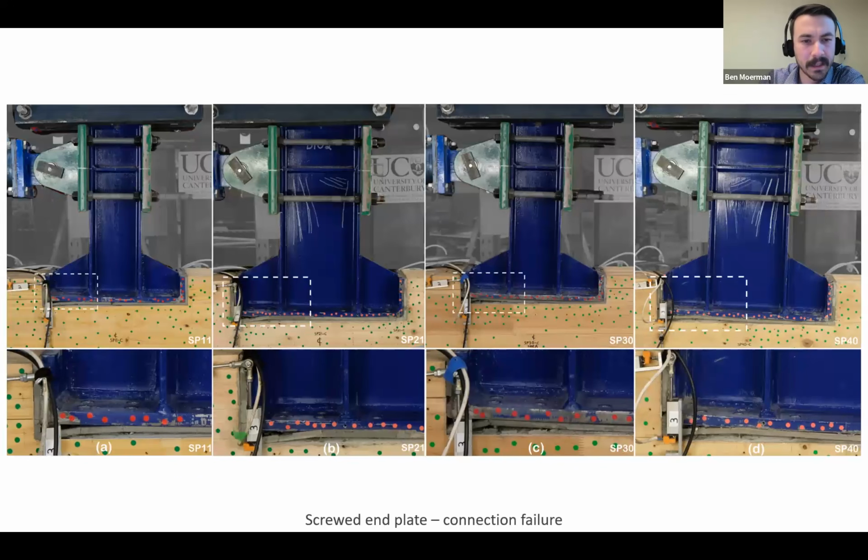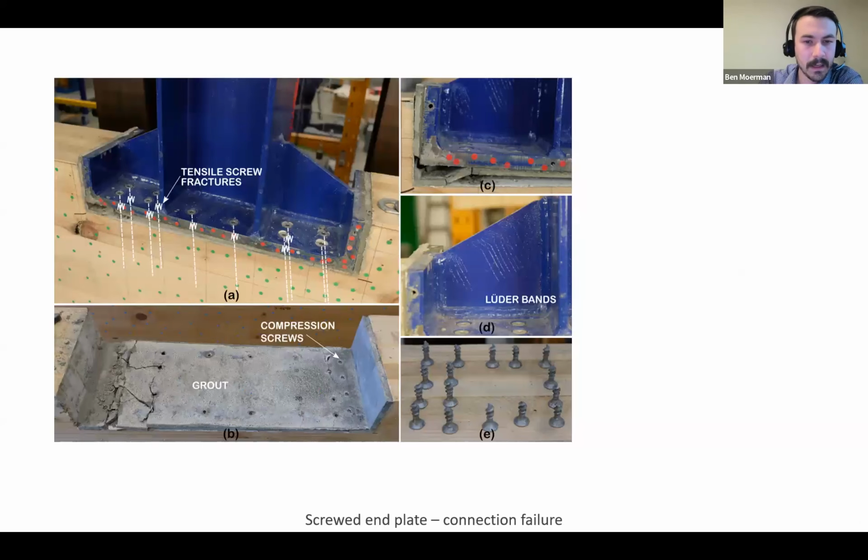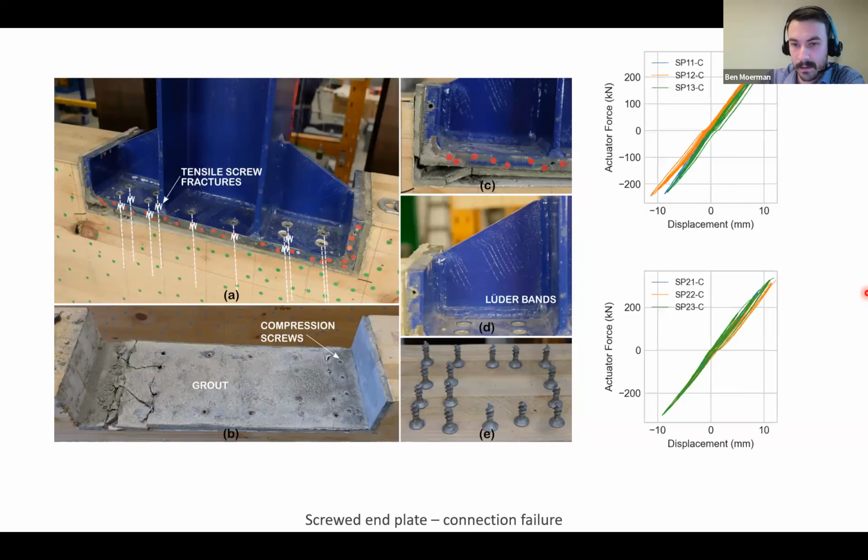Moving over to the screwed end plate connection, really all we saw was screw failures. So we were getting a fracture right in there. We can see the countersunk screws in the steel end plate there, fracturing. The grout looked pretty good. All this damage is just from taking the specimen apart, and you can see the fractured off screw heads. A little bit of yielding in the gusset plate, but nothing too bad.